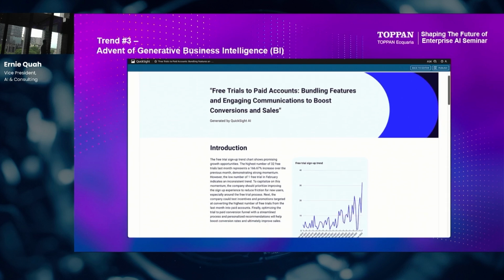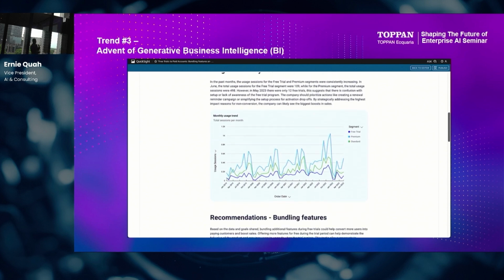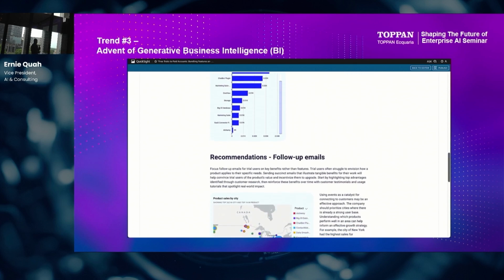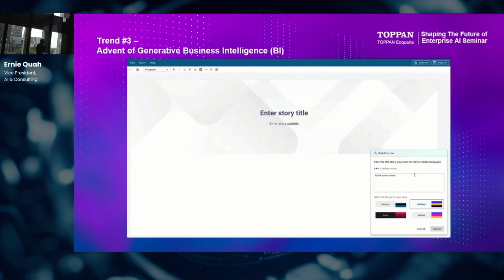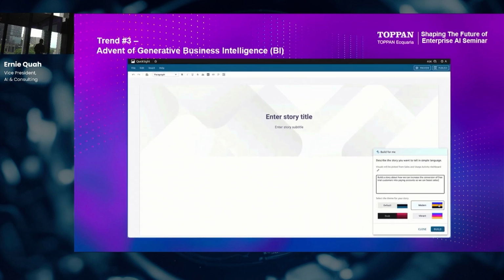All right, introduction, what's the problem? This is the trend. Insights into why users do not convert. Then give you the data to support. Recommendation, do bundling. Okay, give you the data to support. Then follow up emails for these people here. Okay, so typically, quite a senior person in a company can spend quite a lot of time doing this. But now you are able to just query from the BI and get all this information.